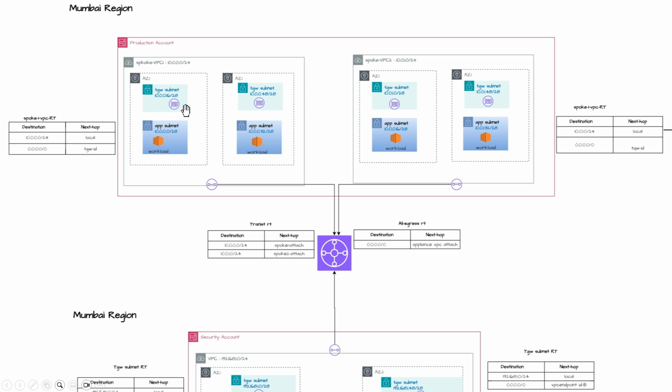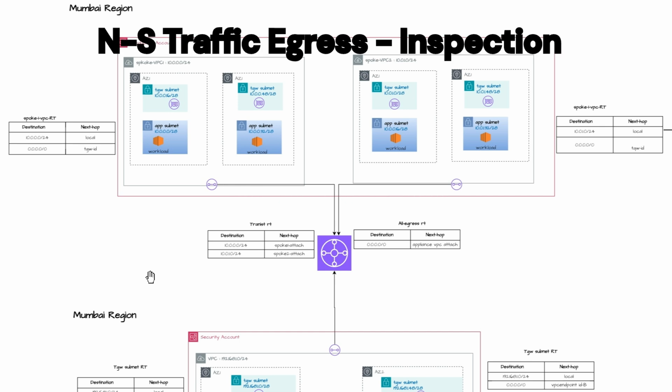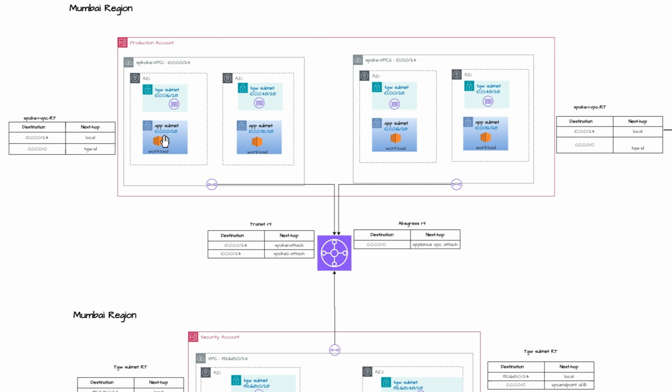So again, coming back to the production environment, I have two VPCs, spoke one and spoke two. In both VPCs, I have some workloads running. It can be anything, right? It can be a database, it can be your middleware application, web application, whatever application. This is a very typical, real world architecture, you can say. And now we want to inspect the traffic, right? So the first inspection is the north south traffic of egress, right? So let's say your workloads want to communicate to the internet.